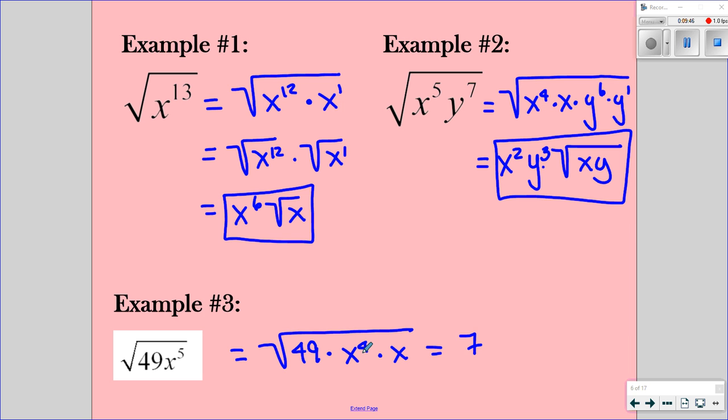X to the 4th is an even power, so you can divide it by 2 and get x to the 2nd, and what's left over is x underneath the radical. And then you have it. Okay.